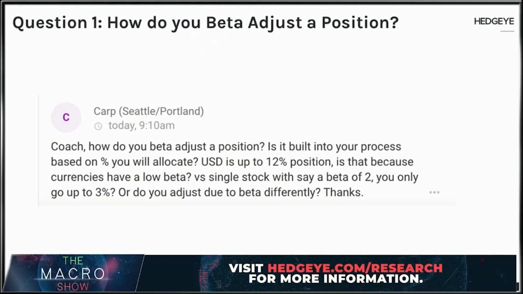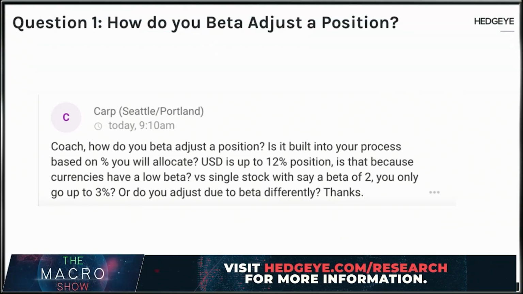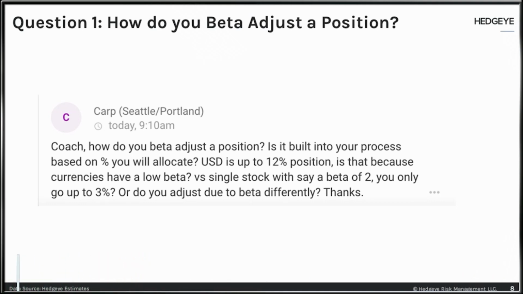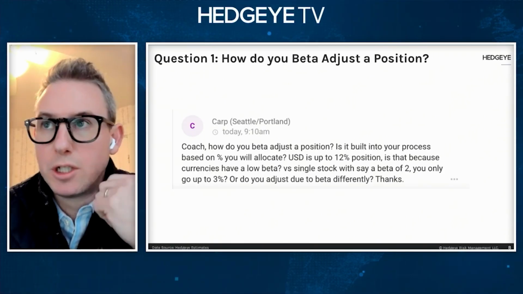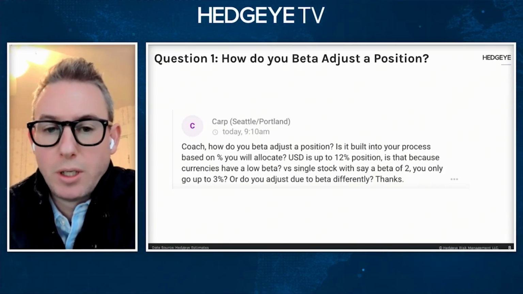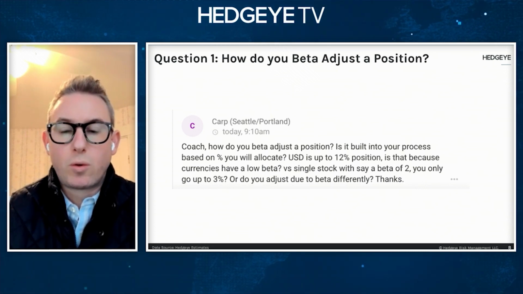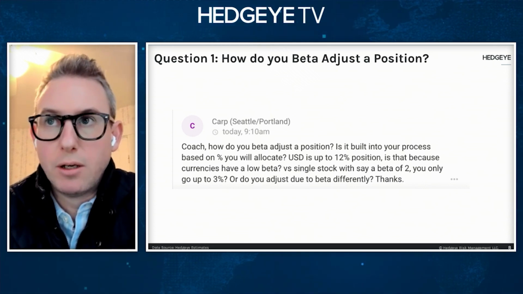All right, so this is about beta adjusting your position sizing. And let everybody read it out there for you. I briefly touched base on this just a few minutes ago, but really the answer revolves around realized historical volatility plus the beta of that asset, right?